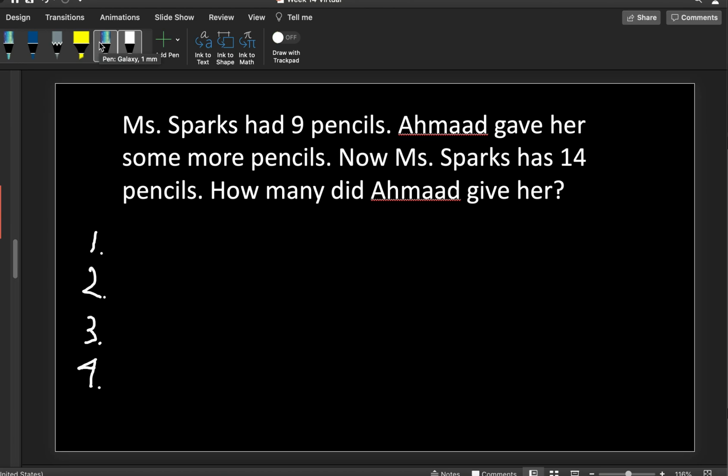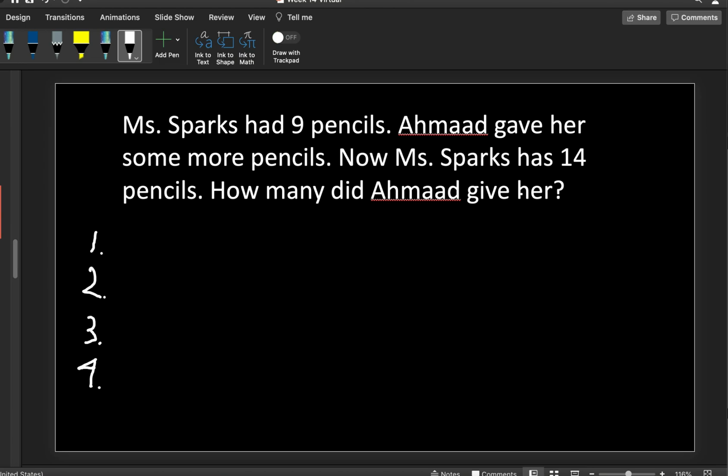Okay, so Miss Sparks had 9 pencils. Ahmad gave her some more pencils. Okay, so we don't know that number. We don't know how many that Ahmad gave me. So now Miss Sparks has 14. Okay, so let's think this through. If I added 9 to 14, I would get more pencils. But they're asking how many did Ahmad give me, not how many more that I have to add. So 9 plus 14 really would not make any sense.